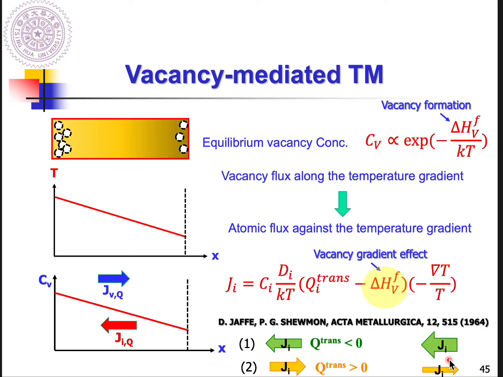Okay, so as long as your material is a vacancy mediated material, and you apply a thermal gradient on it, you need to consider two parameters. The first one is thermal migration. The second one is the vacancy gradient effect.